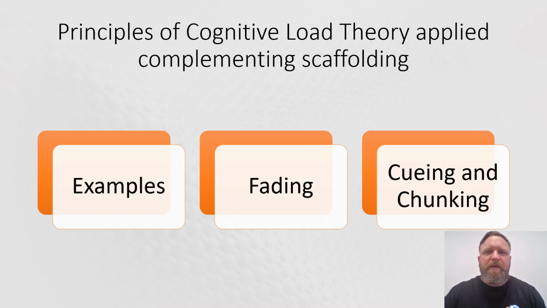Now, these are some of the principles that are used to support students in this process. Making use of well-planned, worked examples to reduce cognitive load and provide clear guidance. Scaffolding is intended to be temporary. With the use of mini whiteboards as an assessment for learning strategy, you could gradually remove the support as learners gain confidence and competence, fading out as you go along. The use of cues and chunking information help manage cognitive load and improve learning efficiency.